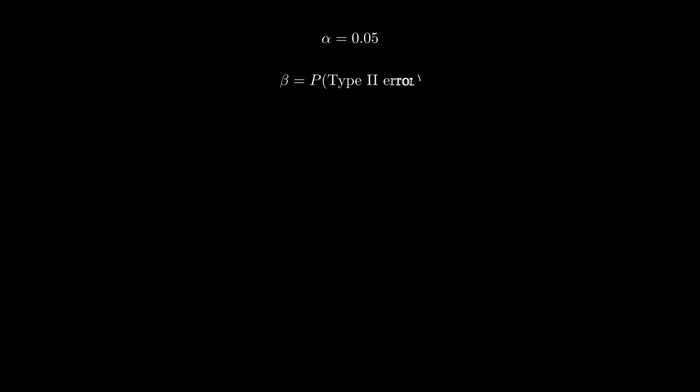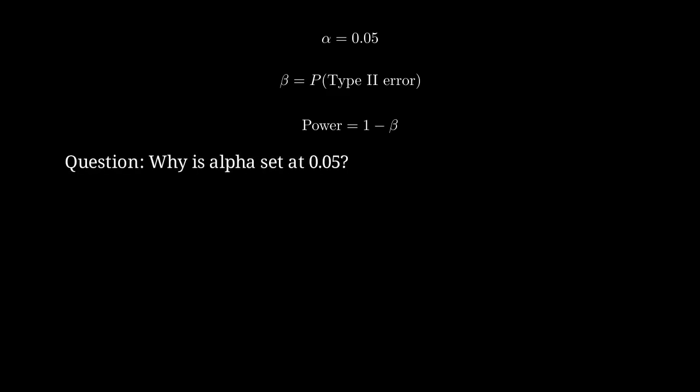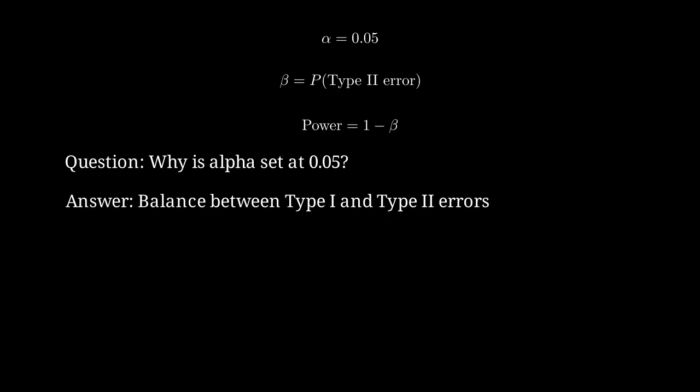Beta represents type 2 error probability, failing to detect a real effect. Statistical power equals 1 minus beta. Typically we want power of 0.8 or higher. You might wonder, why is alpha conventionally set at 0.05? It represents a reasonable balance between avoiding false positives and maintaining sensitivity to detect real effects.